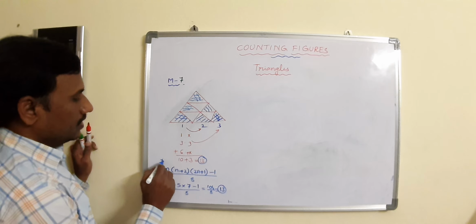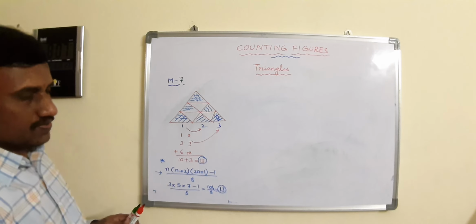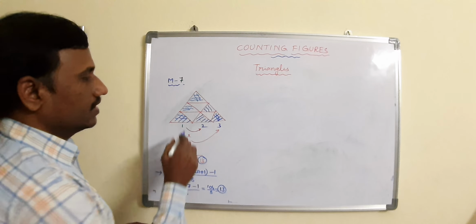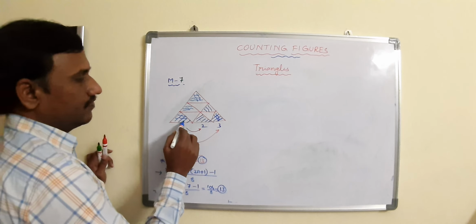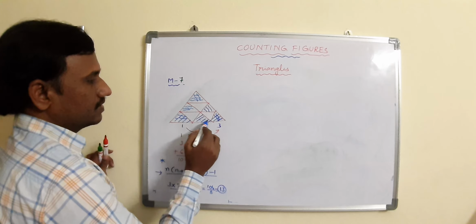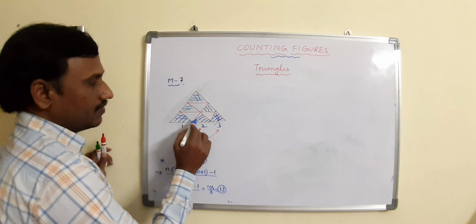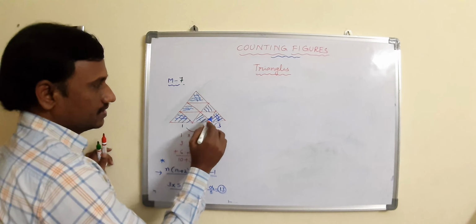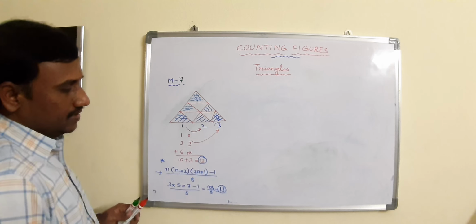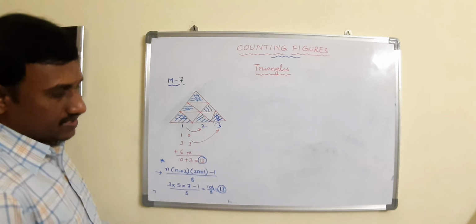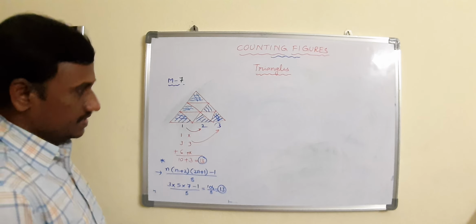Here the formula has a small modification according to the number of triangles. If the number of triangles on the base, or the number of partitions, is an odd number, this is the formula. But if the number of partitions is an even number, you have to remove this minus 1. That also we'll see here.